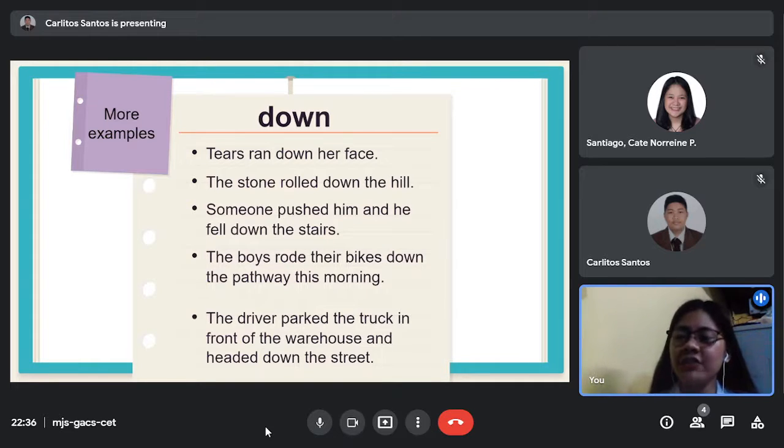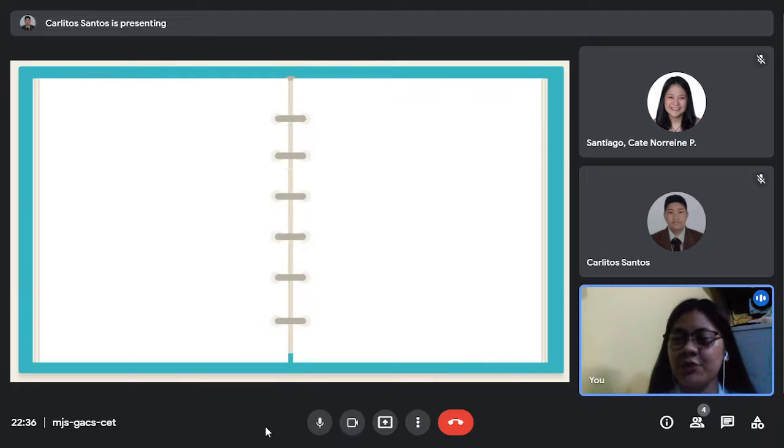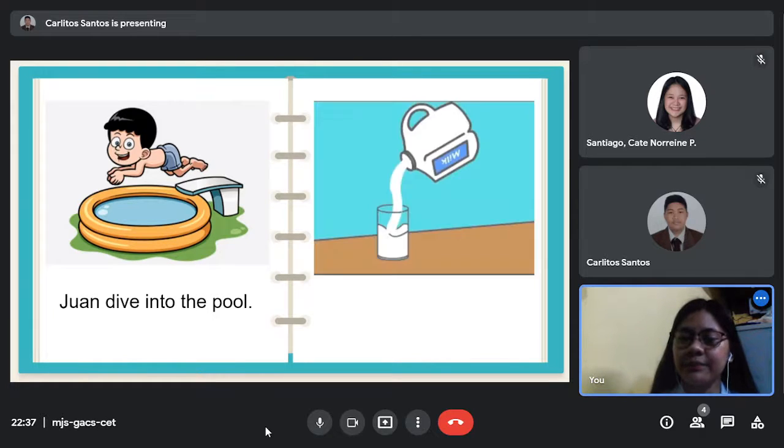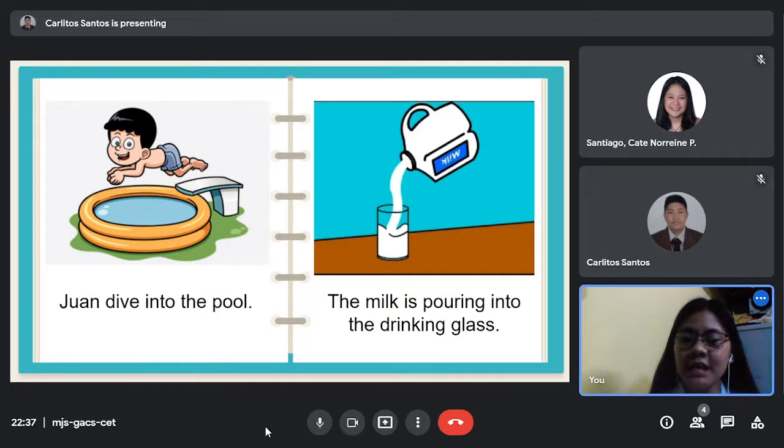We have here different examples as well as different contexts. Again, the meaning of down is moving from a higher point to a lower point of something. Let's also have the next preposition of movement. Juan dived into the pool. And for the next sentence, the milk is pouring into the glass, the drinking glass.